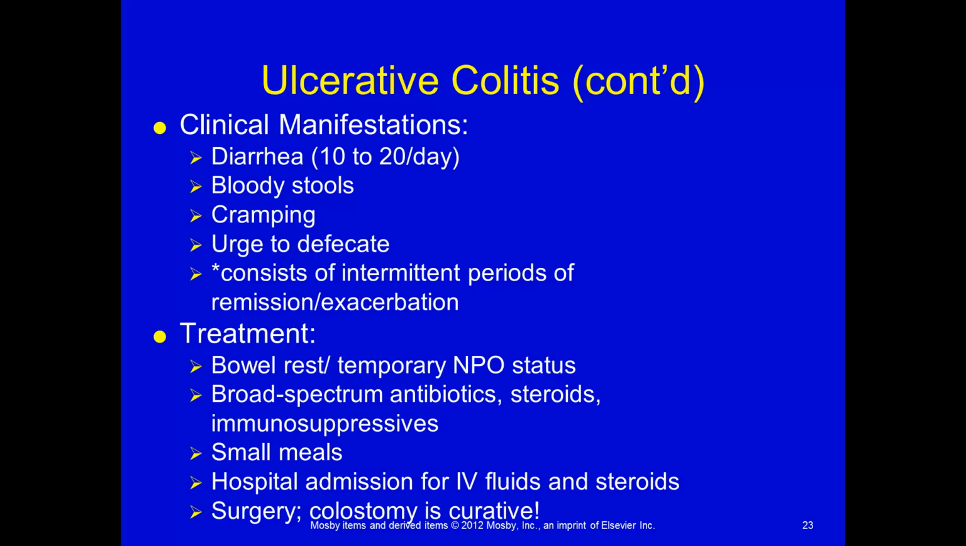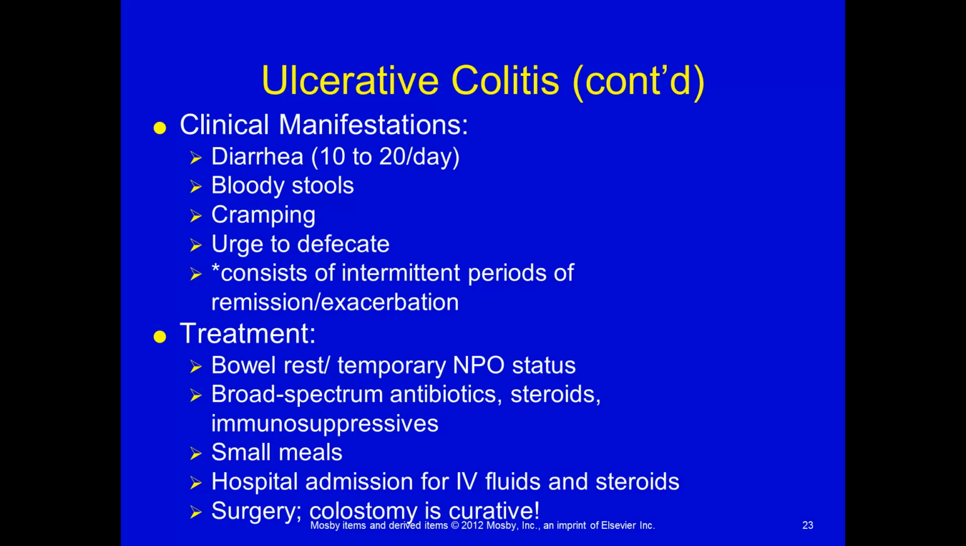Bloody stools you can certainly see. Cramping, and they have a very frequent and urgent urge to defecate. And it consists basically of intermittent periods of remission and exacerbation, which also suggests that perhaps there could be some type of immunologic or autoimmune component to ulcerative colitis. Diagnosis is usually done by a colonoscopy and also looking at serum lab data.